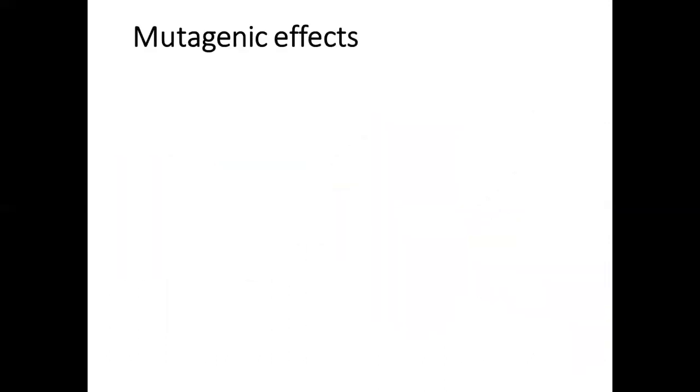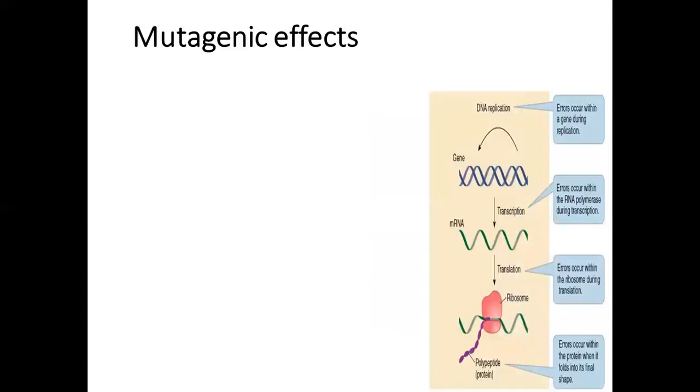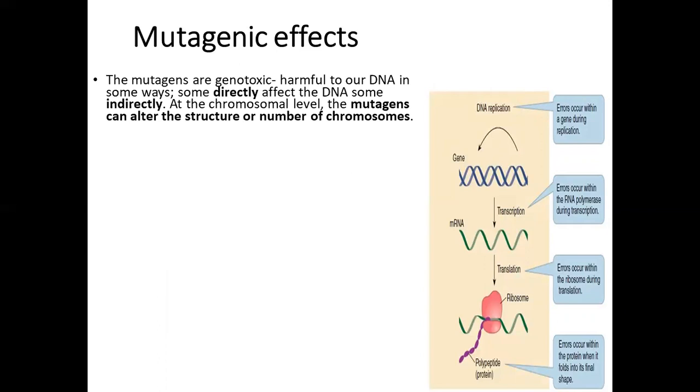Now, what are the effects of mutagens? What do they confer? So mutagens are genotoxic in that they're harmful to DNA in a variety of ways. So they could be either direct or indirect ways that they affect.